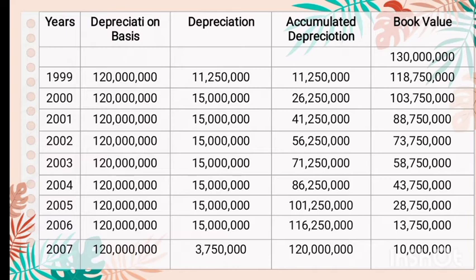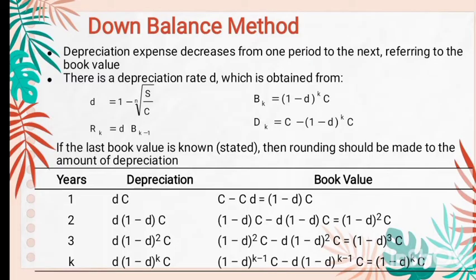Okay, then input the value of depreciation each year into a table of depreciation and calculate the depreciation each year for accumulating the depreciation. Then deduct the book value by depreciation each year.